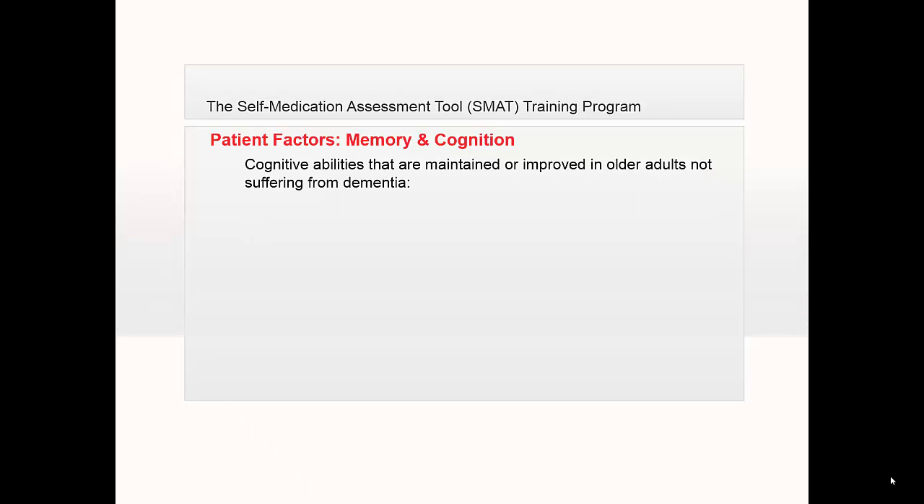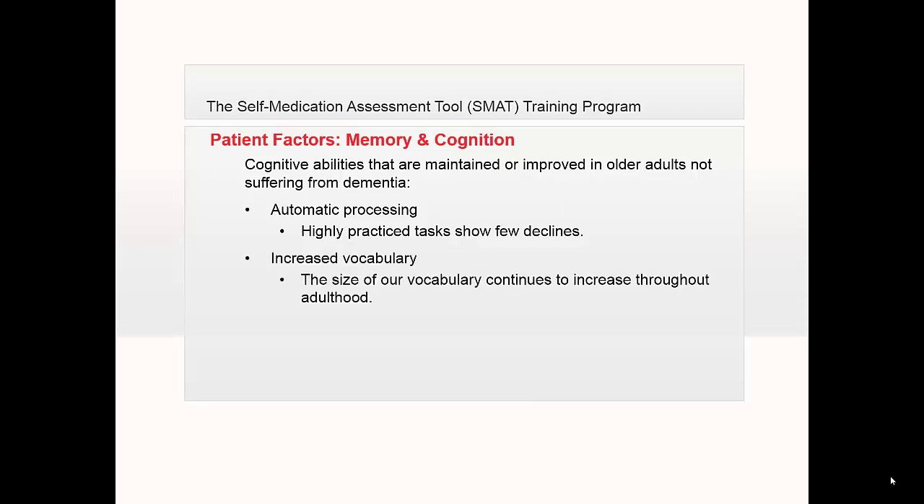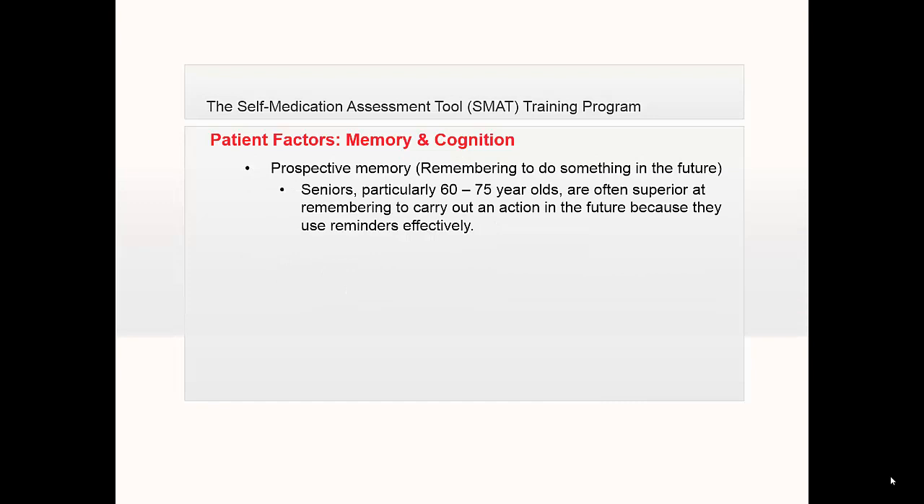Some cognitive abilities are maintained or improved in older adults who are not suffering from dementia. For example, highly practiced tasks that are automatically processed show few declines. Also, the size of our vocabulary continues to increase throughout adulthood. Prospective memory, which involves remembering to do something, also increases. In fact, seniors, particularly 60 to 75-year-olds, are often superior at remembering to carry out an action in the future because they use reminders effectively.